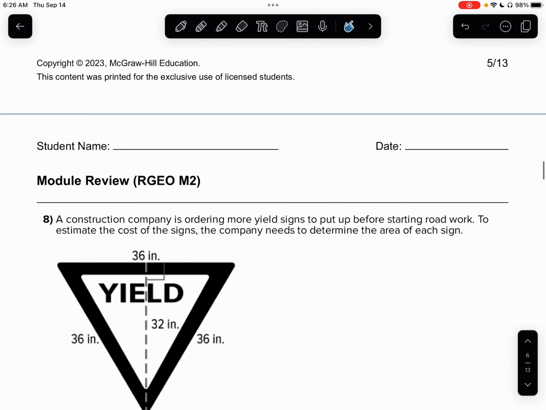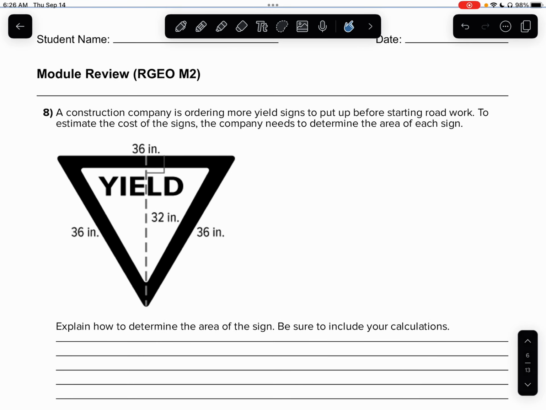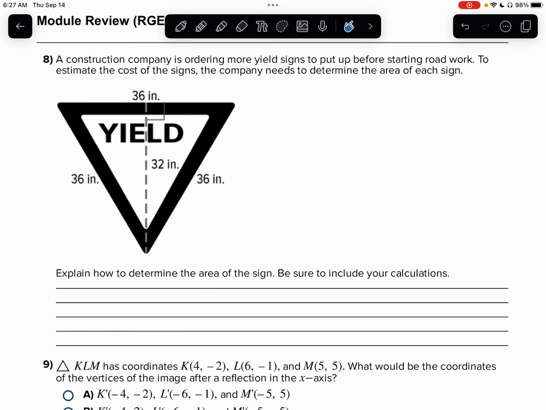Moving on. A construction company is ordering more yield signs to put up before starting road work. To estimate the cost of the signs, the company needs to determine the area of each sign. Then it says to explain how to determine the area, be sure to include your calculations. I'm just going to find the area. I don't really care about the explanation here.